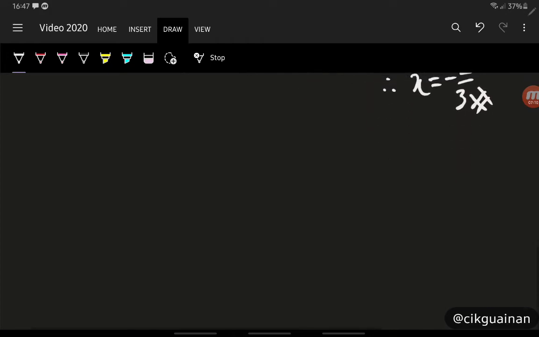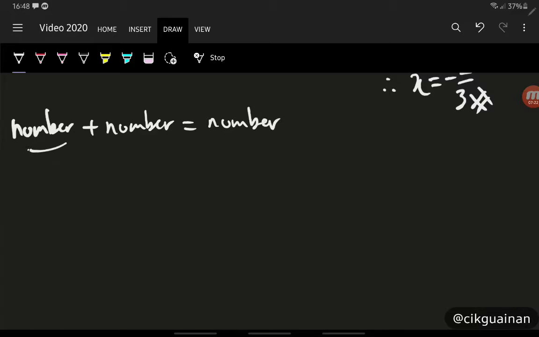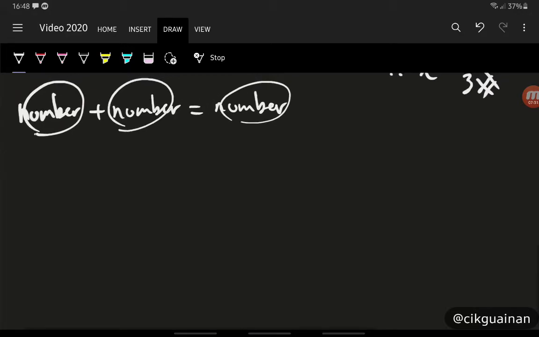Now, let's move on to the second one, number plus number equal number. For this one, as you can see, we must have two terms on the left hand side and then one term on the right hand side. What should we do with this one? We have to let... One example, maybe I find the example from my collection of questions somewhere else, so I'm pausing the video now.